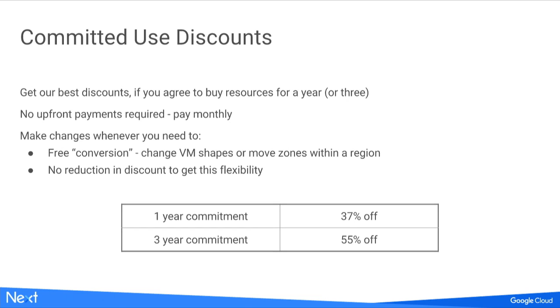So how much? For predefined machine types, you'll get 37% off for a 1-year commitment. And for 3 years, you'll get 55%. And these numbers are actually a little bit higher for a custom machine type. They're 40 and 57, respectively.